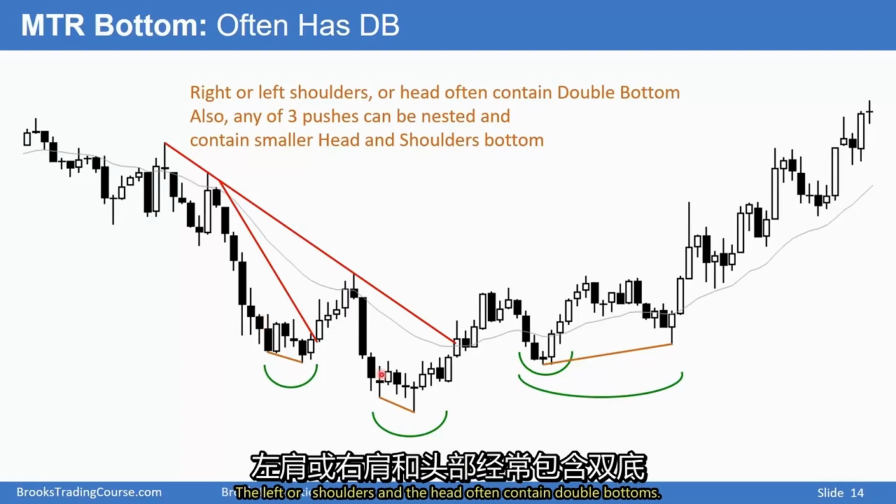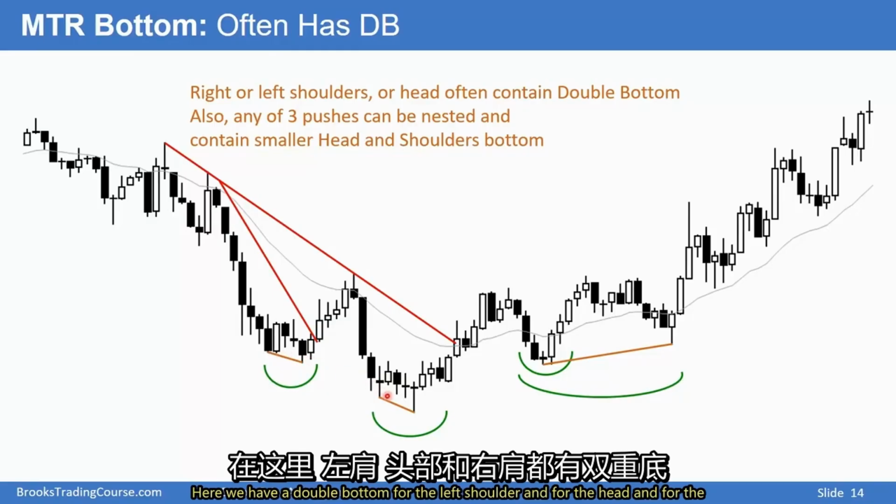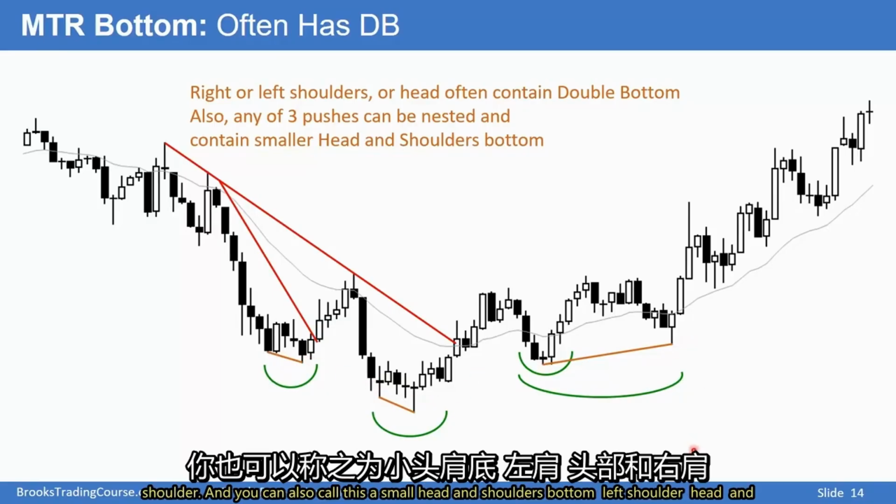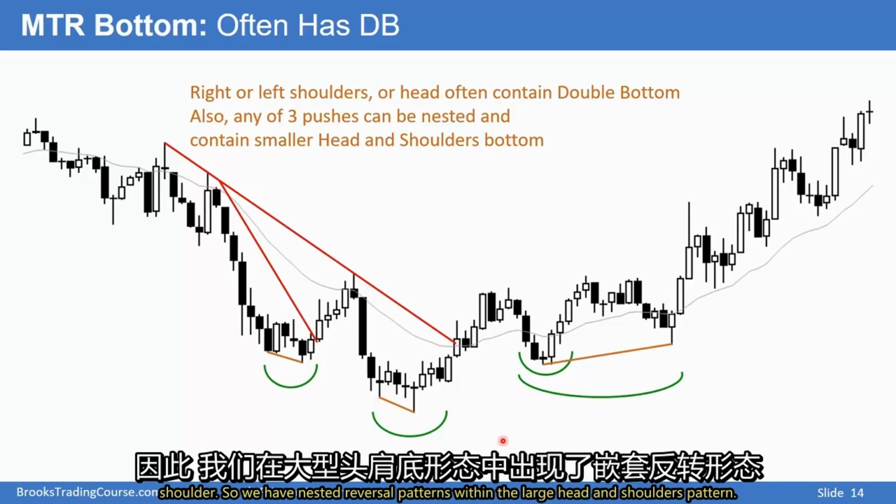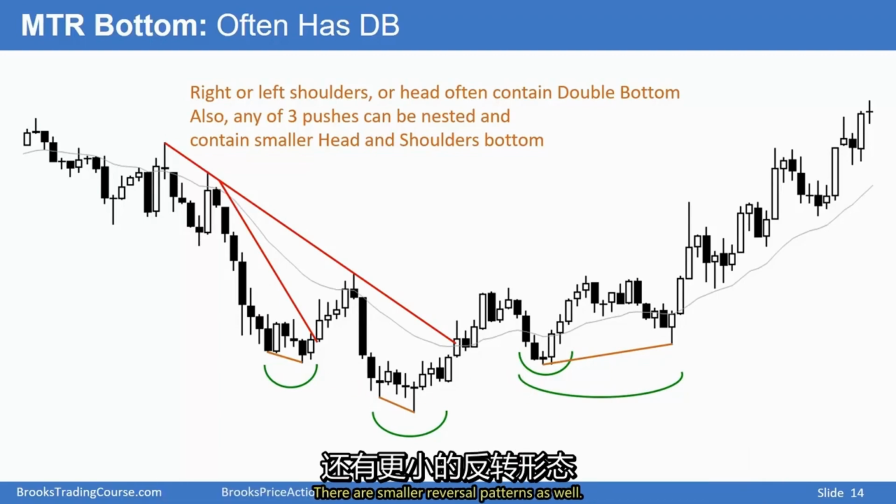The left or right shoulders and the head often contain double bottoms. Here we have a double bottom for the left shoulder, for the head, and for the right shoulder. You can also call this a small head and shoulders bottom: left shoulder, head, and right shoulder. So we have nested reversal patterns. Within the large head and shoulders pattern, there are smaller reversal patterns as well.